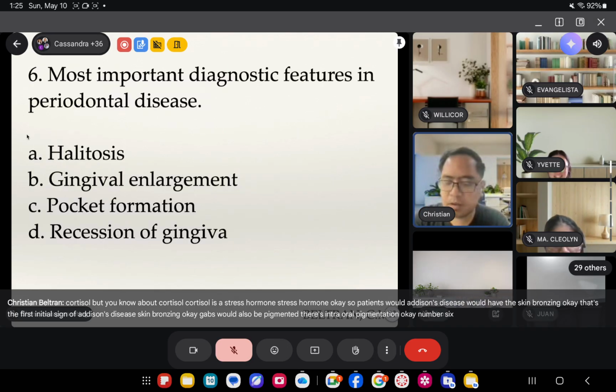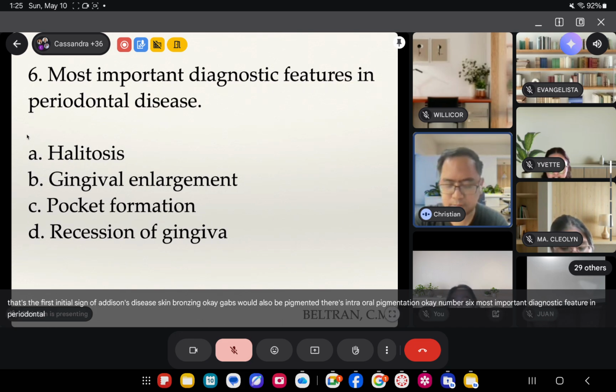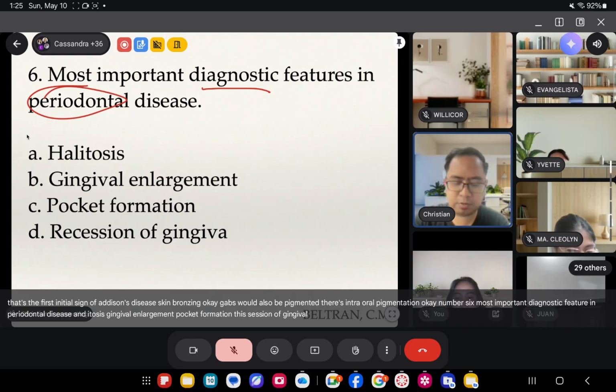Number 6. Most important diagnostic feature in periodontal disease. Halitosis, gingival enlargement, pocket formation, recession of gingiva. Perio.